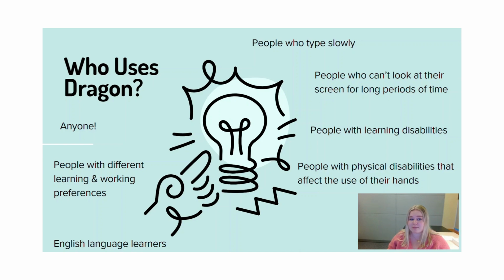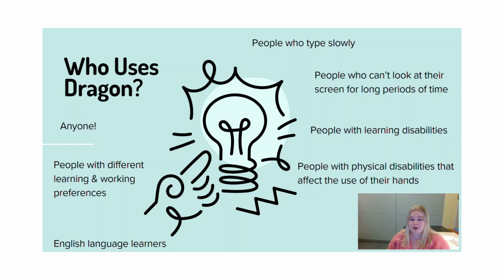Dragon is often used by people who have learning disabilities that make it difficult to type, as well as physical disabilities that affect the use of the person's hands. English language learners, as well as those who type slowly, may find it more efficient to use Dragon.